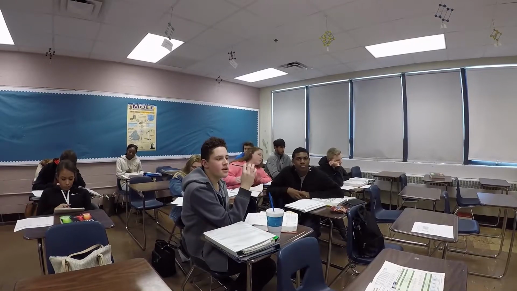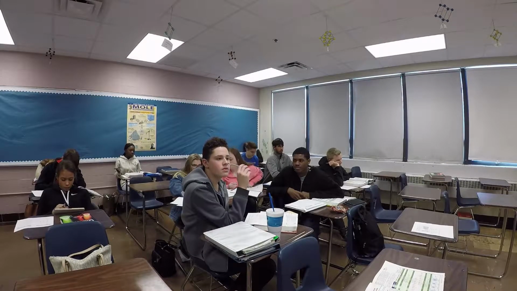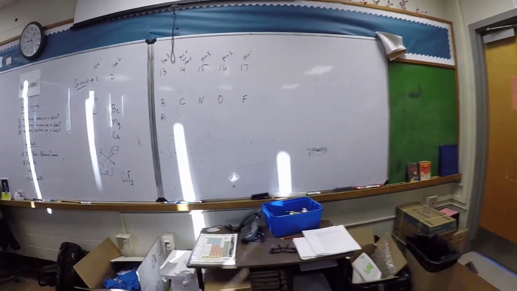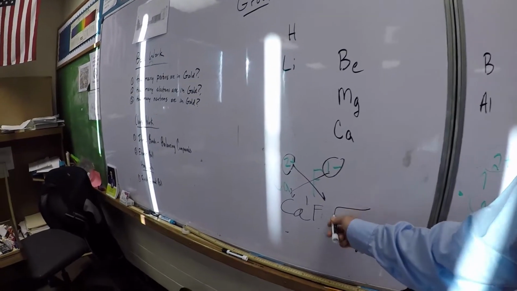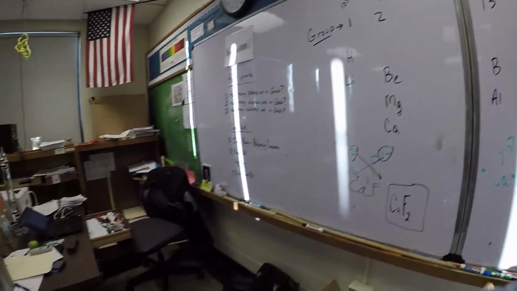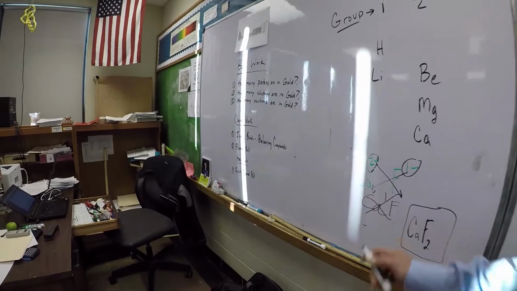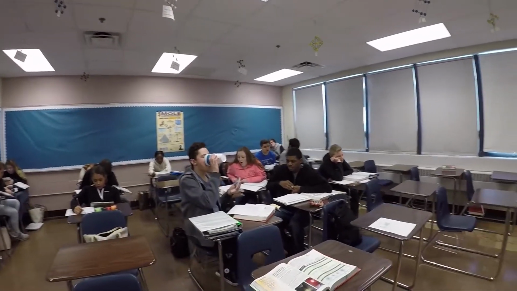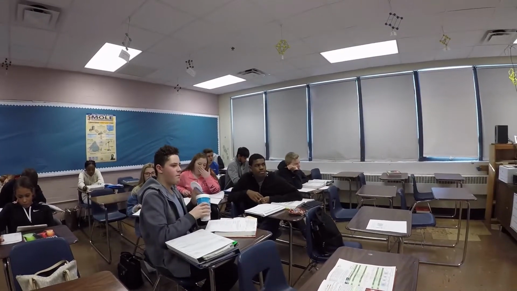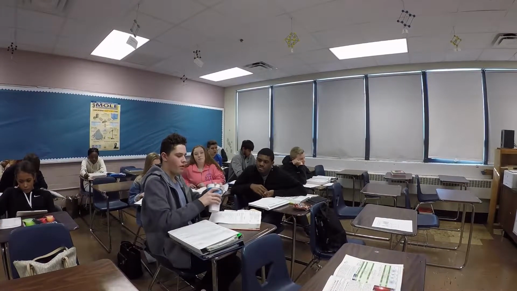Does there not need to be like a 1? No. Okay. There's going to be a 2. It's going to be CaF2. This is your correct response here. This would be wrong. So compounds are stable. They mimic elements because they are balanced in their charge.